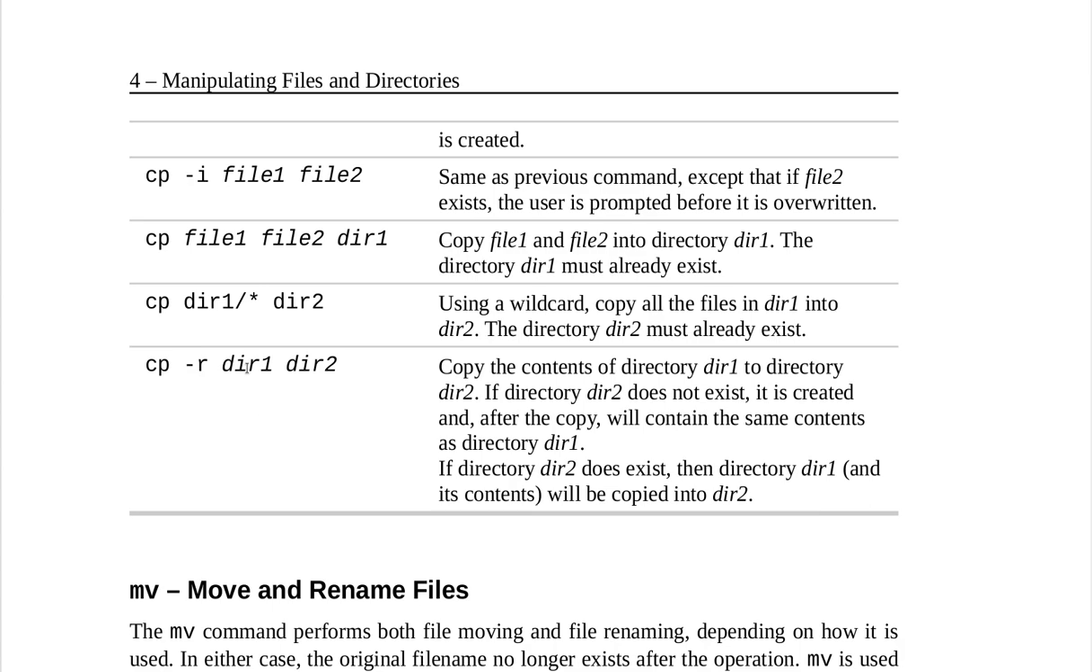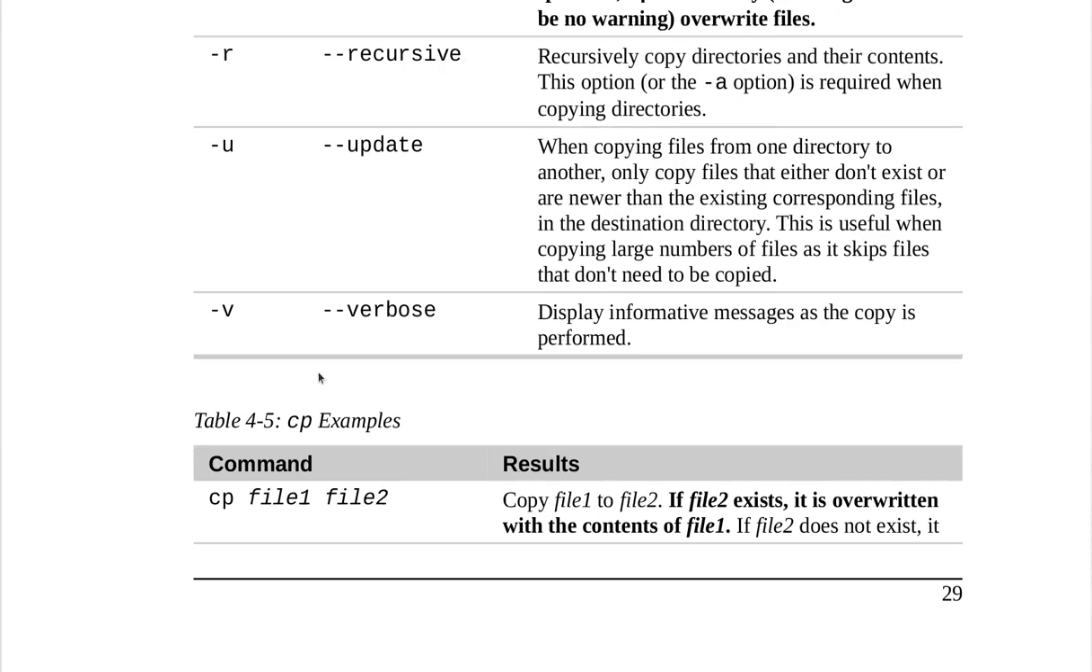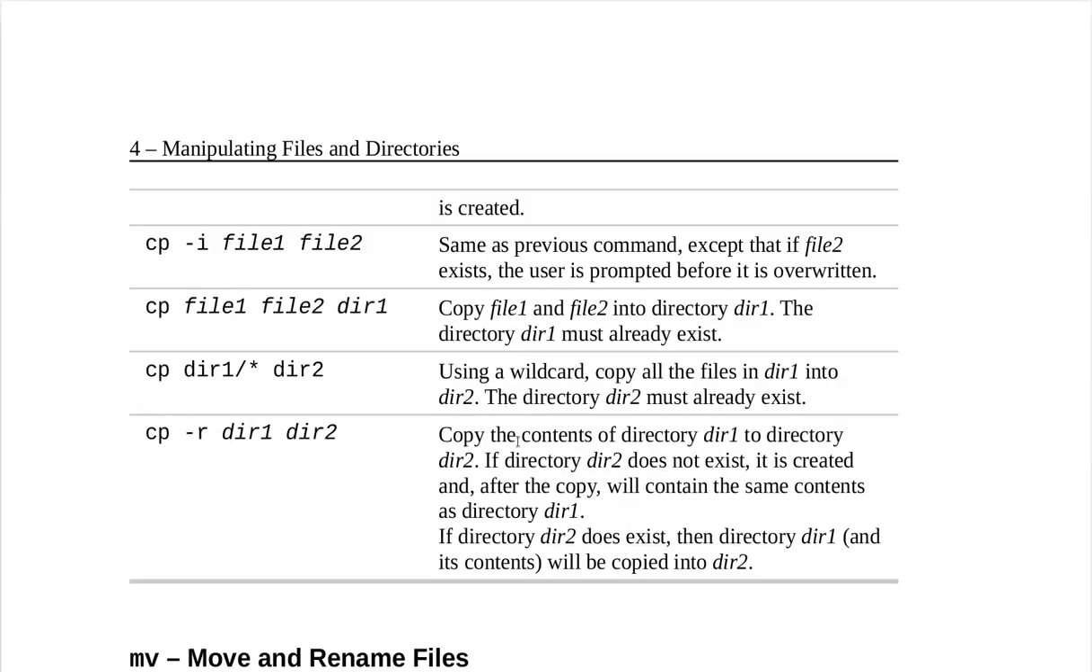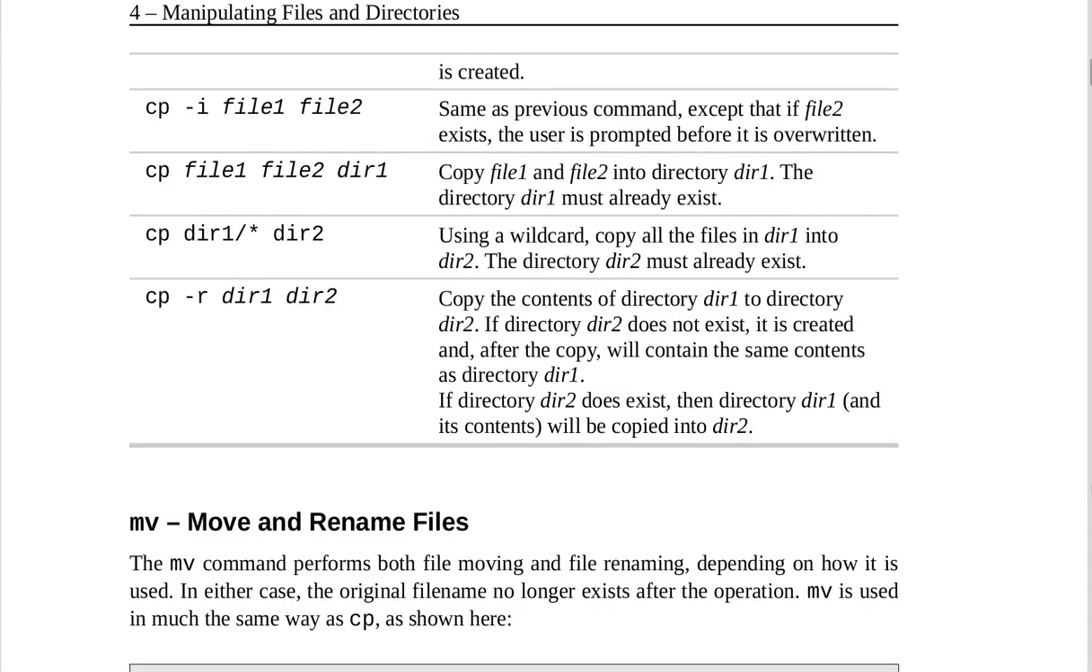cp -r dir1 dir2. Remember, -r is recursive. Copy the contents of directory dir1 to directory dir2. If directory dir2 does not exist, it is created, and after the copy, will contain the same contents as directory dir1. If directory dir2 does exist, then directory dir1 and its contents will be copied into dir2.